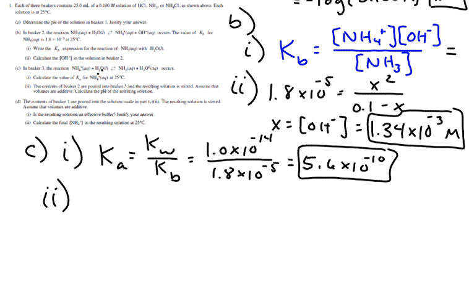Okay, the contents of beaker 2 are poured into beaker 3. So we're going to amp this up a little bit now. And the resulting solution is stirred. Assume the volumes are additive, so they add up together. Calculate the pH of the resulting solution.